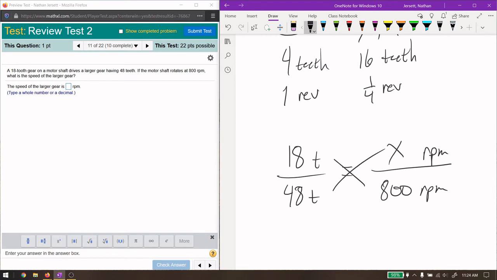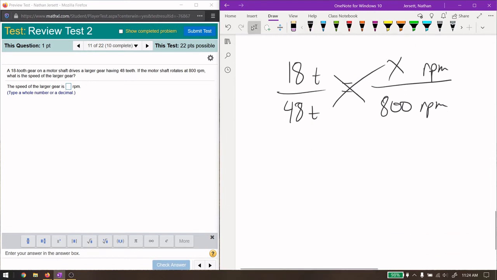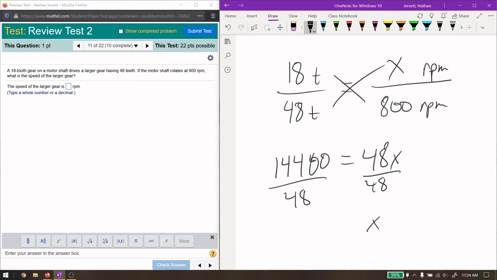Okay, cross multiplying and dividing is still how we solve proportions. 18 times 800 is 14,400 equals 48x, and then divide by 48. That gives you 300. So 300 is the rotations per minute.